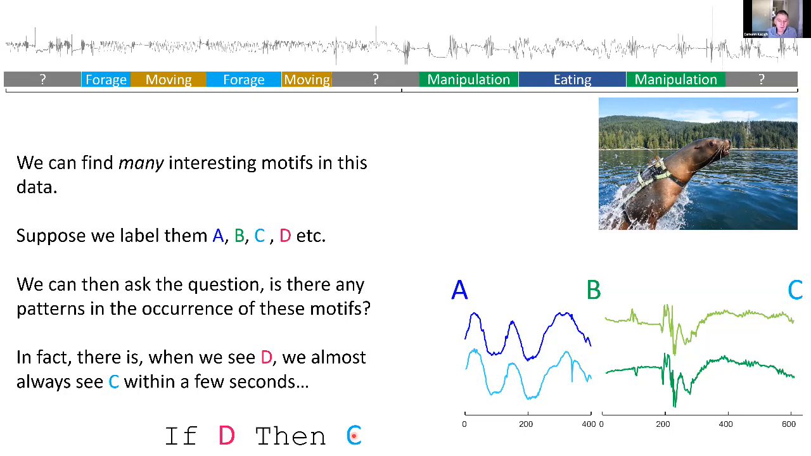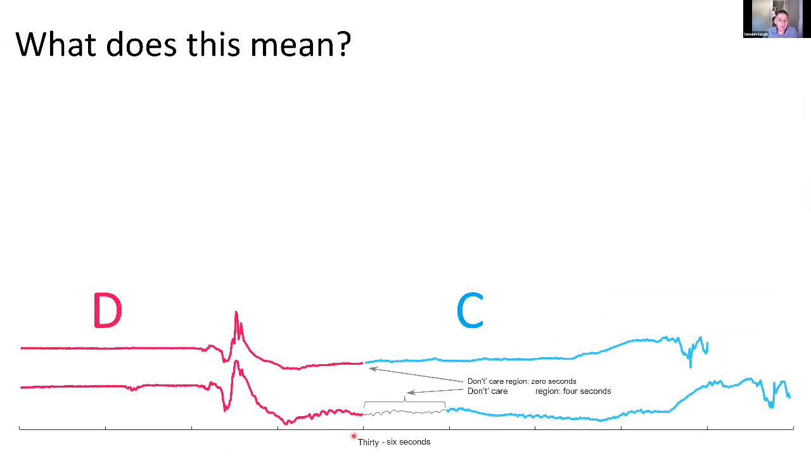So here's what this actually looks like. Here are 2 examples. Here's the motif D that occurs. And then in the first case, almost instantly, we have motif C. In the second case, there's a small delay of time, but not much. And we see the motif of C. So this really suggests there's kind of a rule. And what does it correspond to?